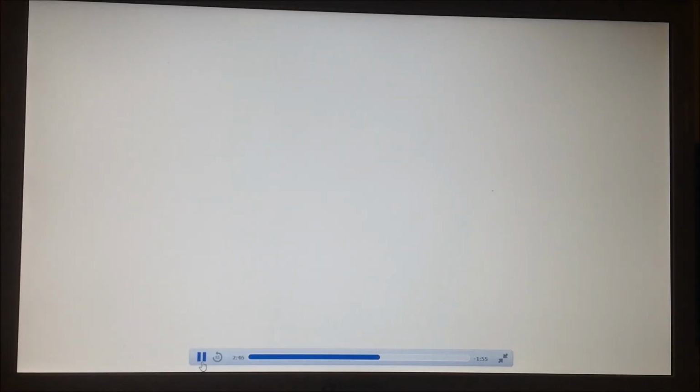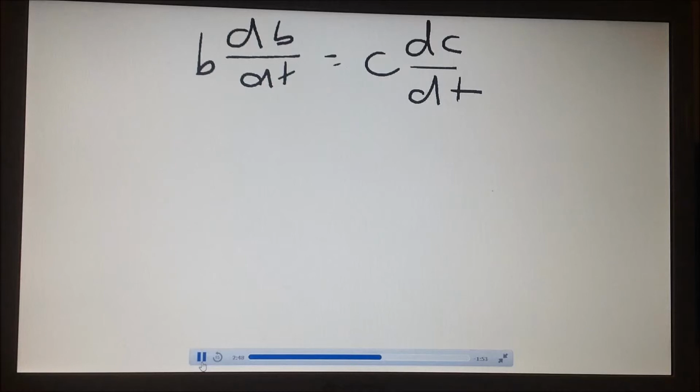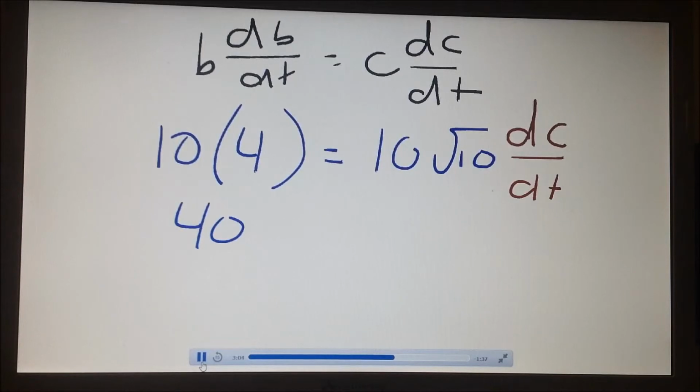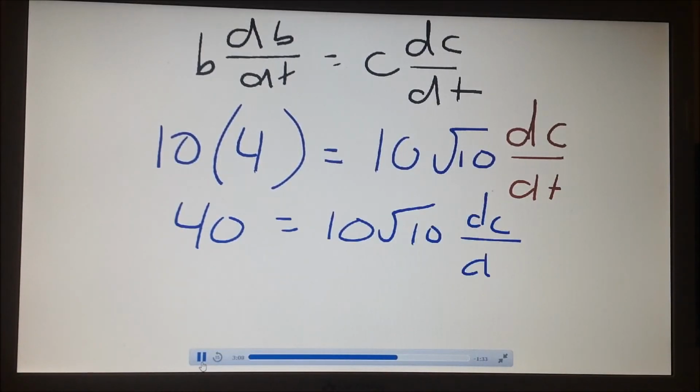Now you're going to plug what you have in. You know that b is 10 and that dB/dt is 4. You know that c is 10 square roots of 10. You need to find dC/dt. So this is 40 equals 10 square roots of 10 dC/dt.